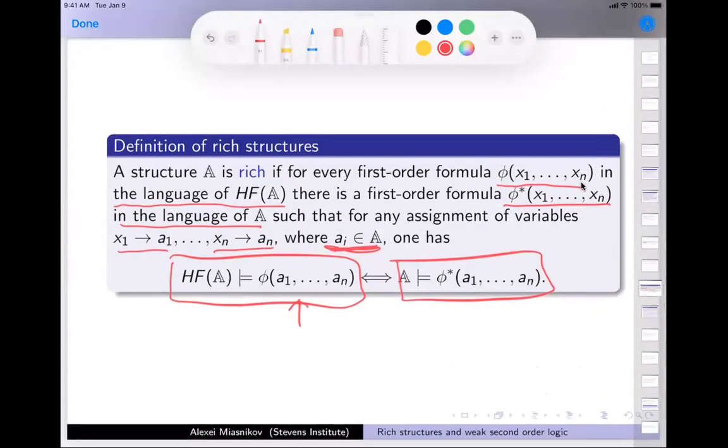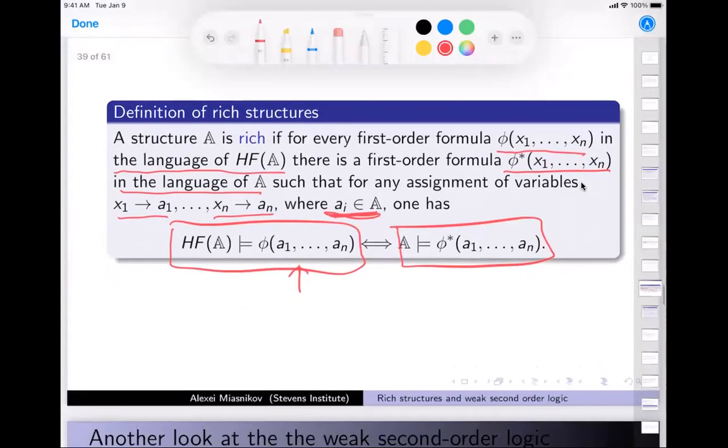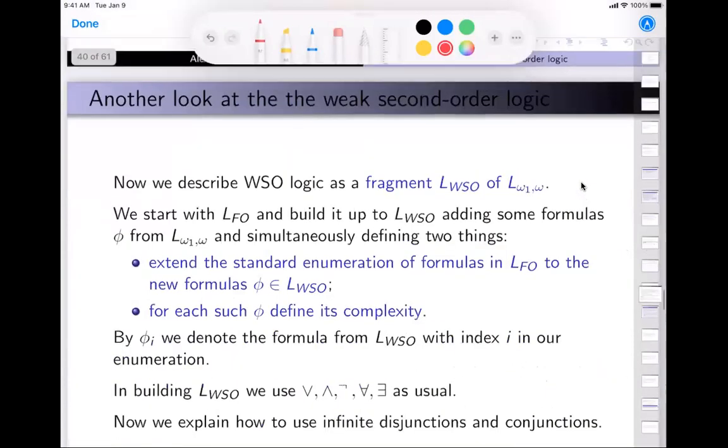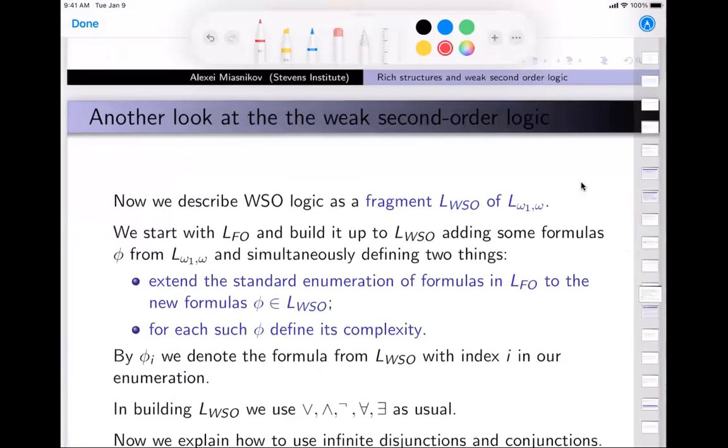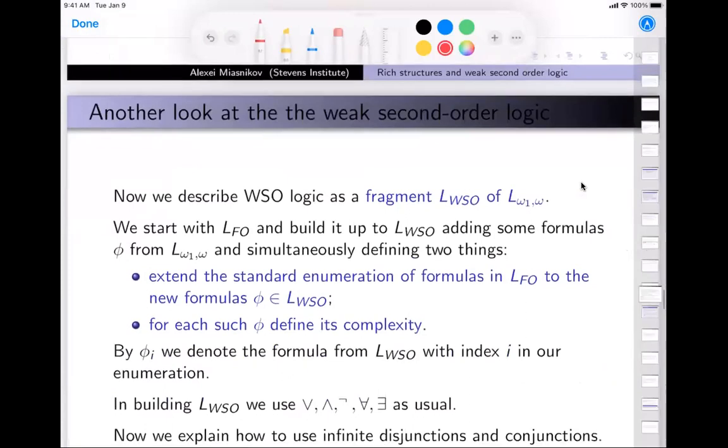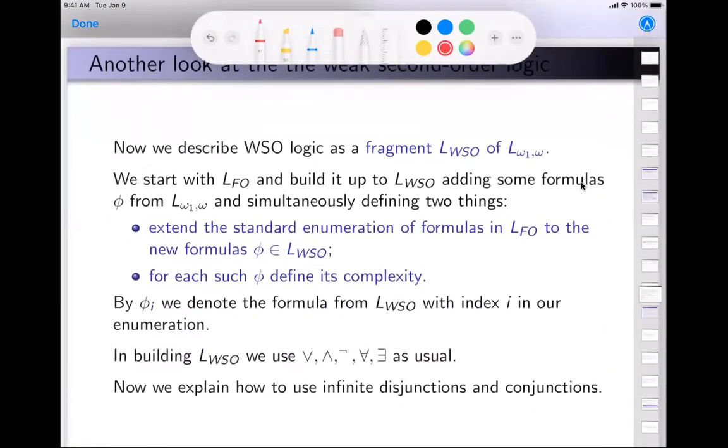The weak second order logic is, as I said, an extremely powerful logic. A lot of things you need, you can express in it. HF of A is a very nice way to represent the weak second order logic. But sometimes you need some other tools, some other ways to look at the weak second order logic. I describe here weak second order logic as a fragment of L omega 1 omega.